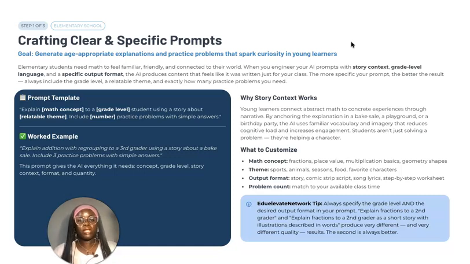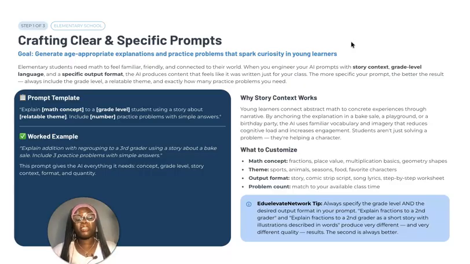Okay, so let us go ahead and look at this prompt template, and I'm going to paste these prompt templates in the description box, to ease things for you, so you can just copy and use them. Explain, and then you put the math concept, to a grade level. Put the grade level there. Student using a story about, put a theme, including whatever practice problems you want to give with simple answers.